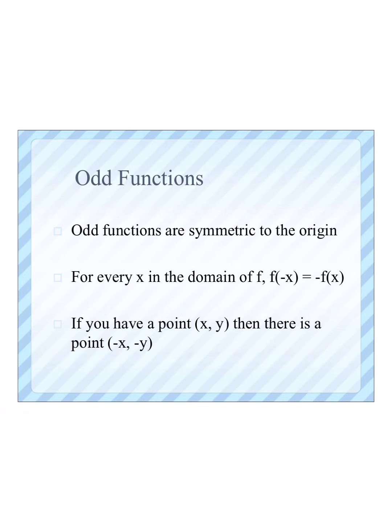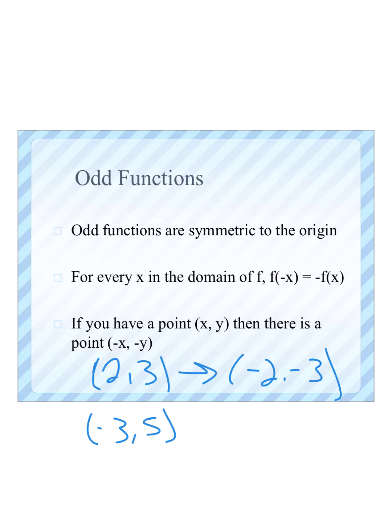So let's look at an example. Let's say I had the point 2, 3. For this to be an odd function, I would then have to see the point negative 2, negative 3. Let's look at a separate example. Let's say I had negative 3, positive 5. Again, this would be an odd function. I have to have the exact opposite, so I'd have a positive 3 and a negative 5.